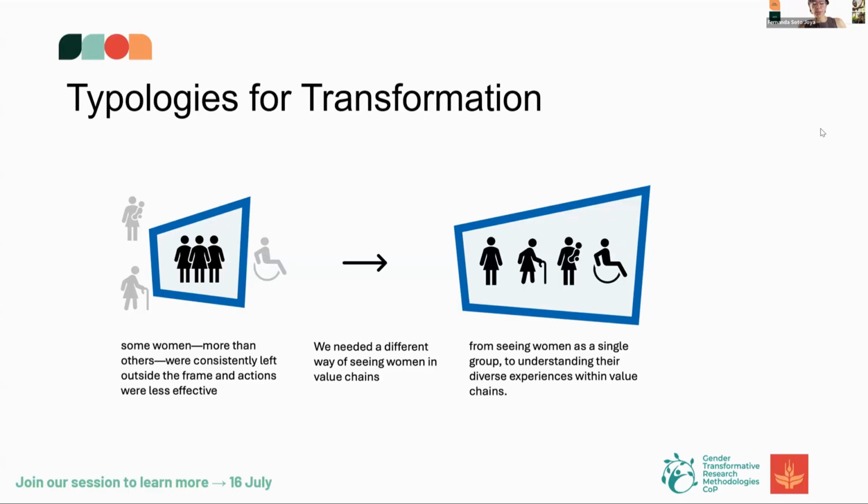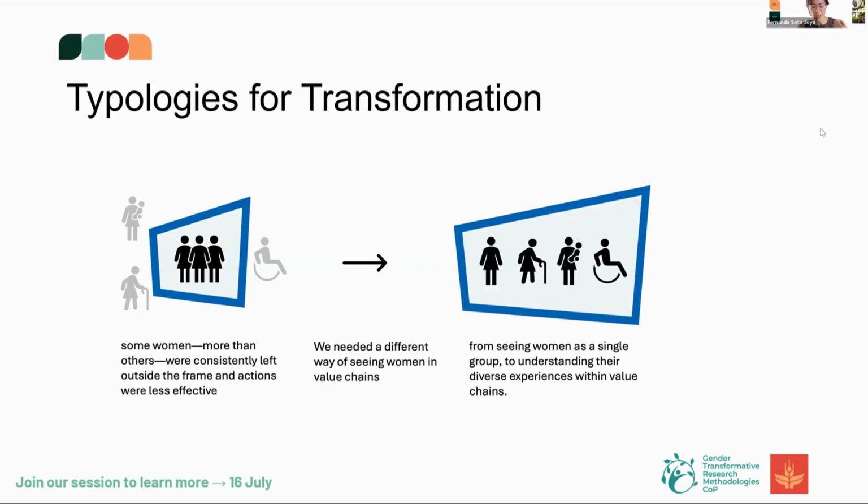So on the ground, what we saw was that these interventions were designed for women as a group. And in reality, there were many differences among them that were shaped by power inequalities. Some women more than others were consistently left outside of the frame, and actions therefore were less effective. So that made us think that we needed a different way of seeing women in value chains. We needed something that helped us to see who was participating and how their realities differ. And that led to the development of the methodology.